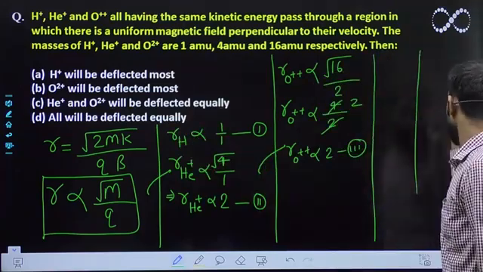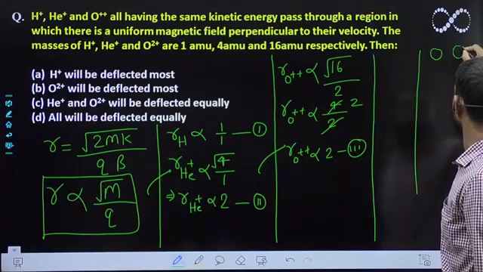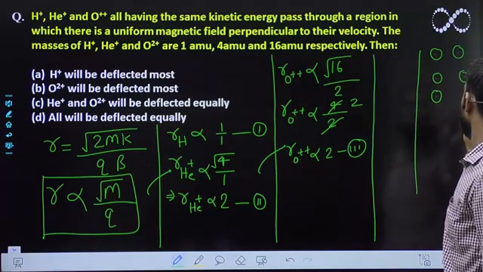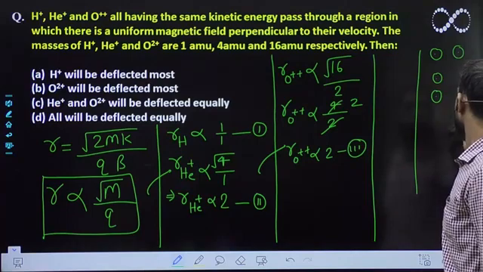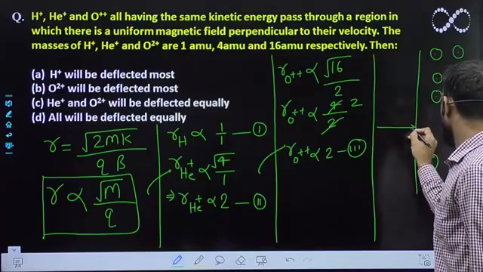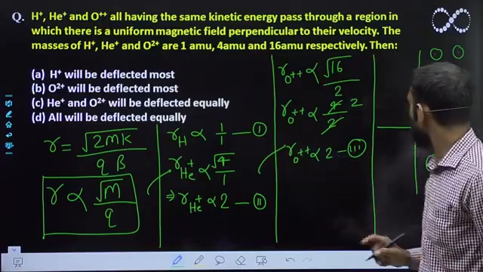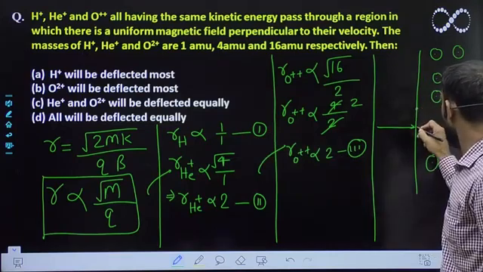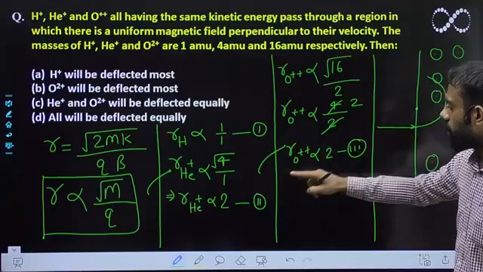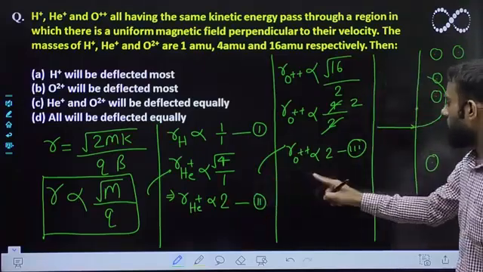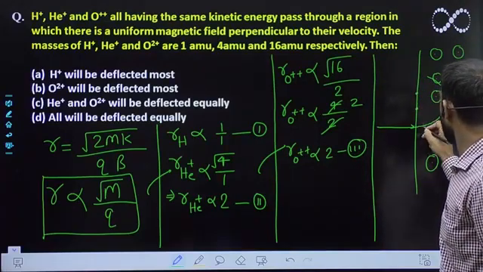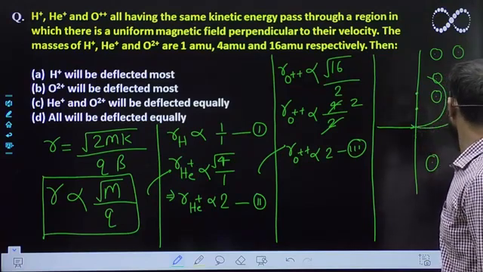So let us take it like this. This is the magnetic field, and suppose the charges are coming in this way. For the hydrogen the radius will be less. So let us take the center for hydrogen here, and it will go something like this. Now for the helium and oxygen the radius is more. So suppose the center will be here and it will go something like this.